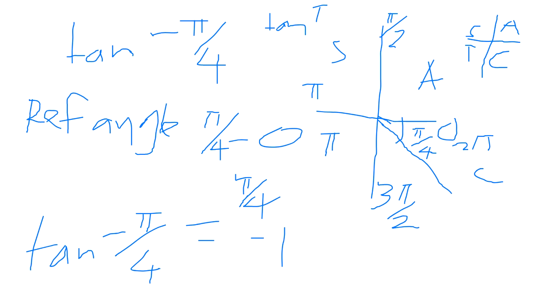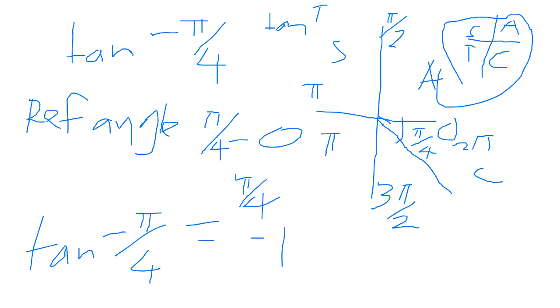Remember this thing where I'm circling CAST? CAST shows that in the 1st quadrant everything is positive, but in the 2nd quadrant only sine is positive. The rest is negative. In the 3rd quadrant, tan is positive. The rest is negative. And in the 4th quadrant, cos is positive. The rest is negative. And here, when we drew our angle, we saw that it's going to be in the 4th quadrant. You understand me?